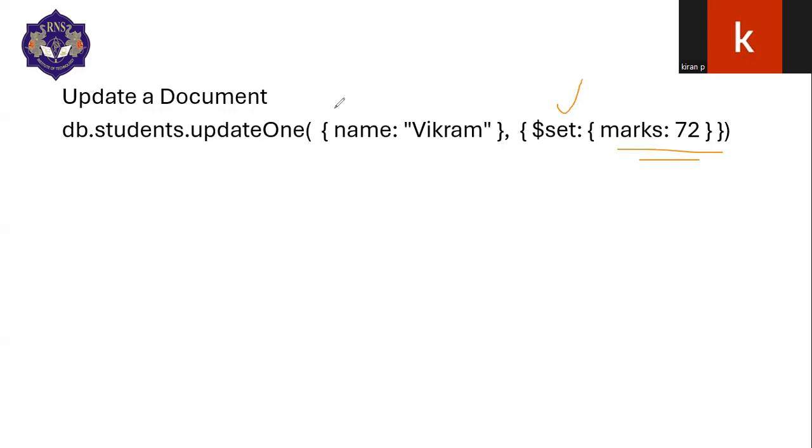This is a key value pair. Which document? How do I search for it? I'm searching with a key value pair, and this can be anything. But since you have used updateOne, only one document will be updated. If you have many, you can use updateMany.